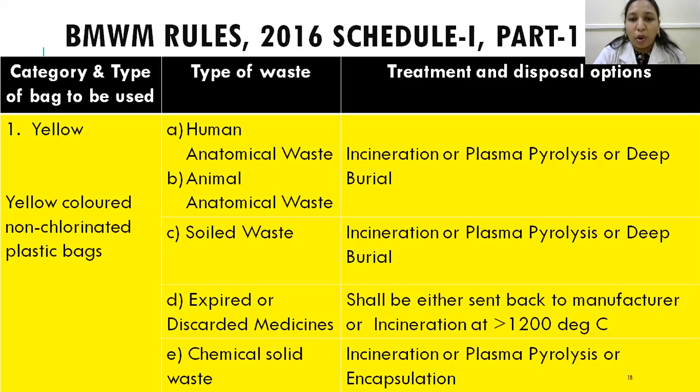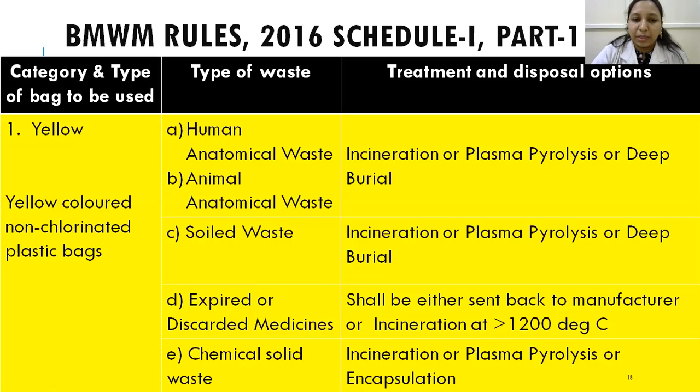Next is the soiled waste. This includes all the items which are contaminated with blood or body fluids. This also includes the plastic cast, the cotton swabs when you take the blood samples, or any bags, containers which contains blood or residual blood components. So all this would be coming under the category of soiled waste. So this also should be disposed by incineration or plasma pyrolysis or deep burial after throwing them into yellow bag.